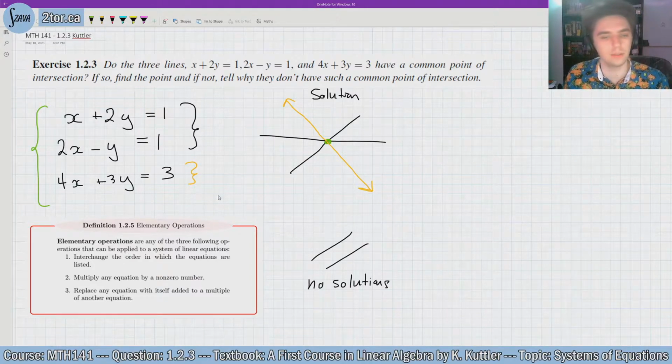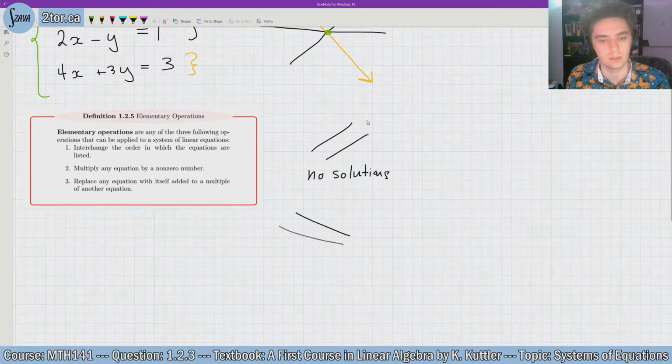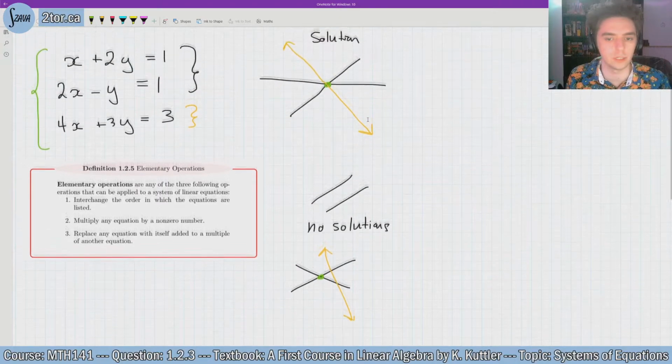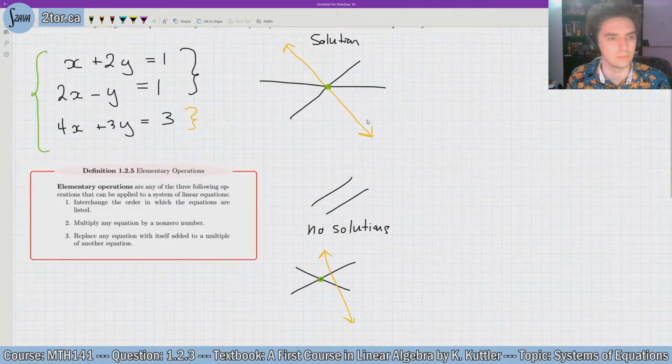And then the final option that could happen is that the first two lines intersect. First two lines intersect at this green point, but the third line does not pass through that point, in which case there would also be no solutions. So we're looking for the first two lines to intersect and the third line to also pass through that point. And that would be the solution to our system.